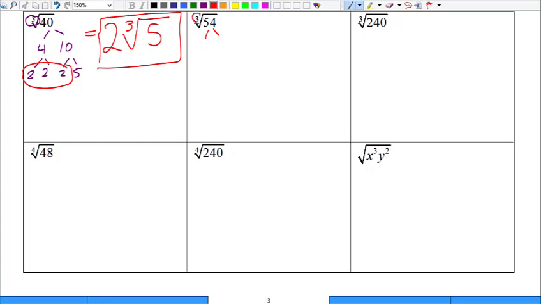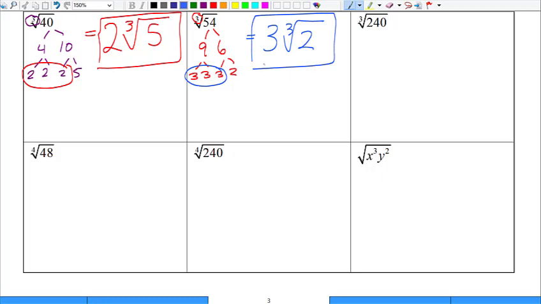Again, we're looking for groups of 3 here, so 54, that's 9 times 6. 9 can be broken down again, 3 times 3. 6 is 3 times 2, and I'm looking for a group of 3. I have 3 3's, so that 3 goes on the outside, and the 2 stays home. The cube root, 3 times the cube root of 2.